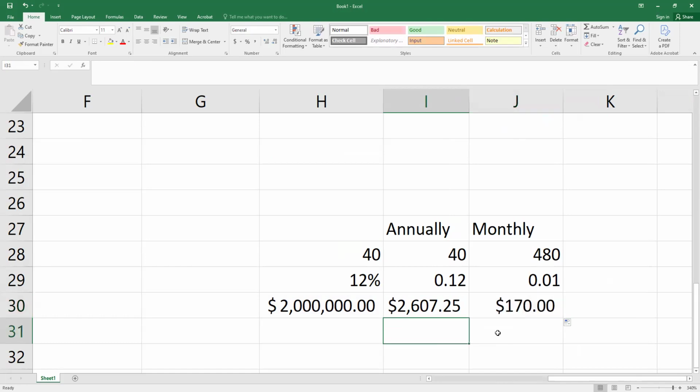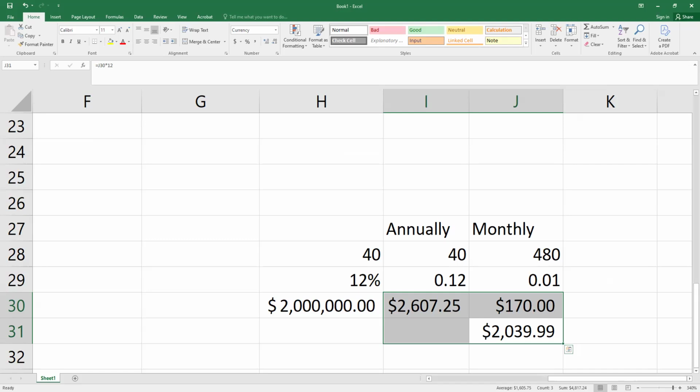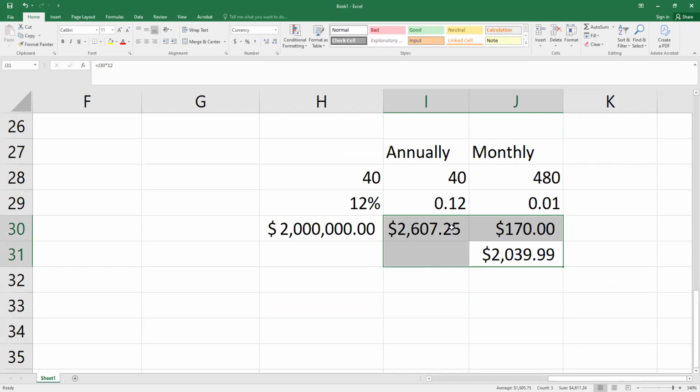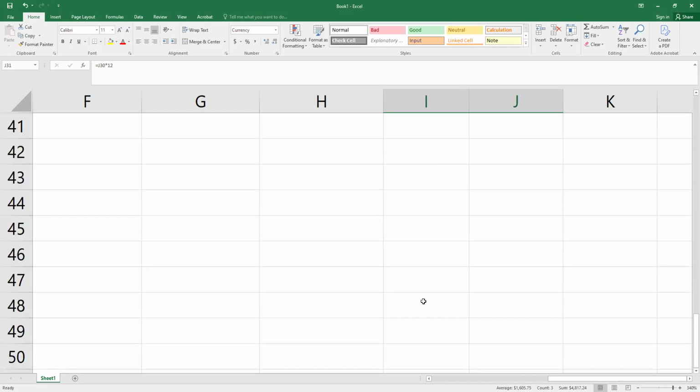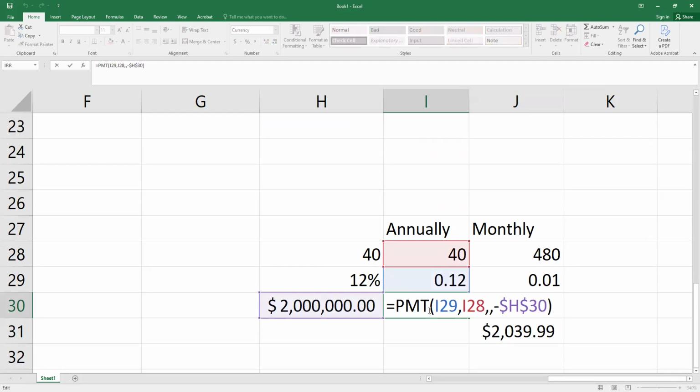And that's what I have. So if I multiply this by 12, I can see that annual investment is more preferable. It gives you 600 more, 550, 555. Okay, so you would definitely invest annually. Yes. It's PMT.